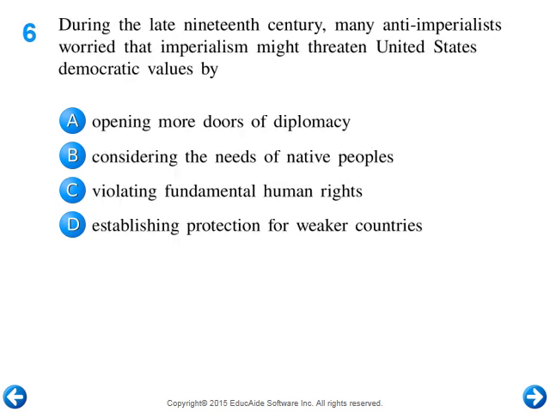D. Number 6. During the late 19th century, many anti imperialists worried that imperialism might threaten the United States' democratic values by. Okay, this imperialism. That's this idea that we're going to spread and keep taking over other places. Okay, and how is this going to affect our values? In other words, does this really go along with how our country was founded?